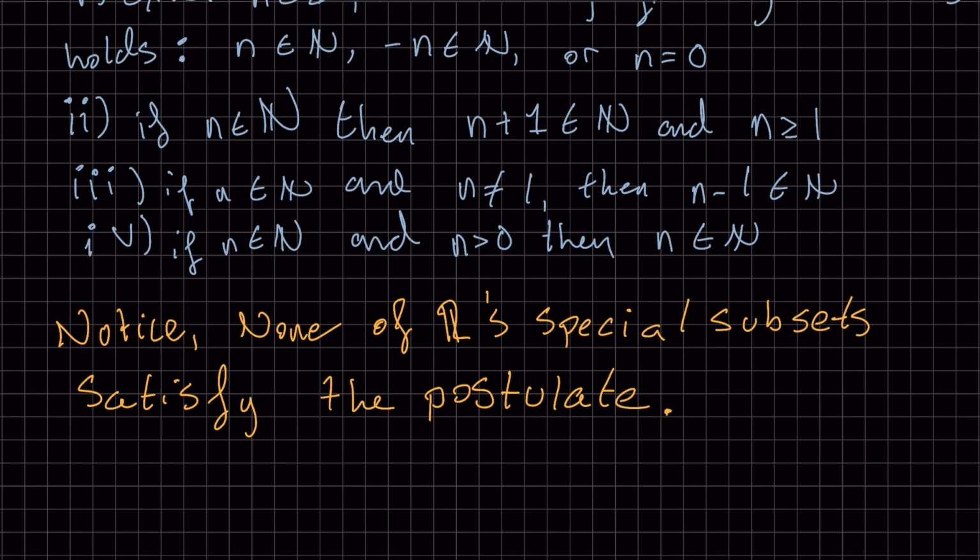Notice how none of R's special subsets satisfy the postulate, right? This is where I got to in the book, but it says here that N satisfies all but 3 of the properties in postulate 1. N has no additive identity since 0 is not in N. N has no additive inverse because -1 is not in N, for example, and only one of the non-zero elements in N, namely 1, has a multiplicative inverse.